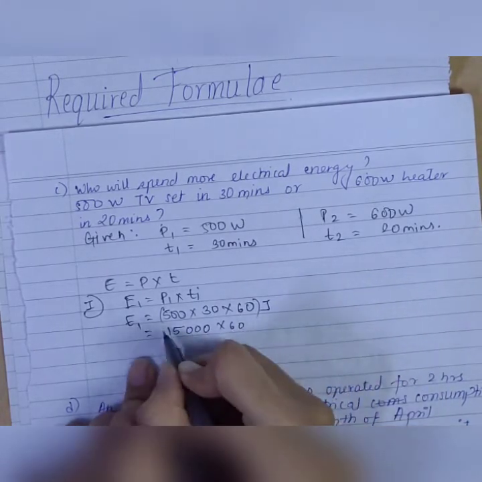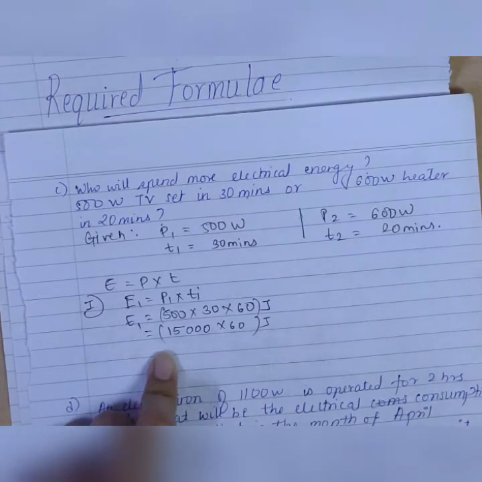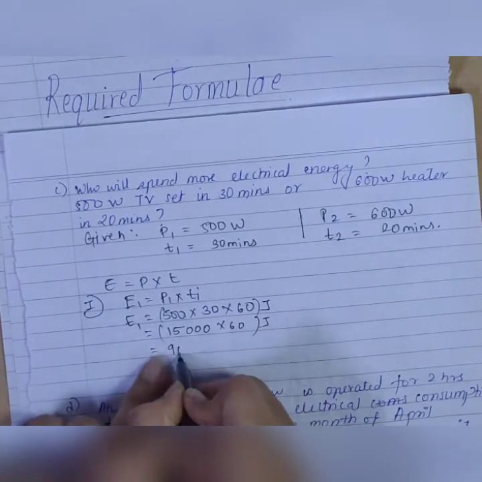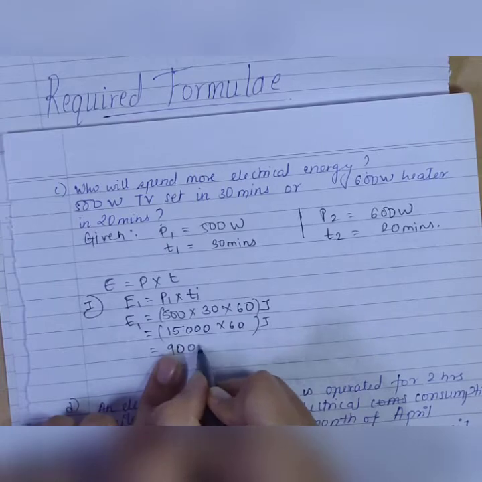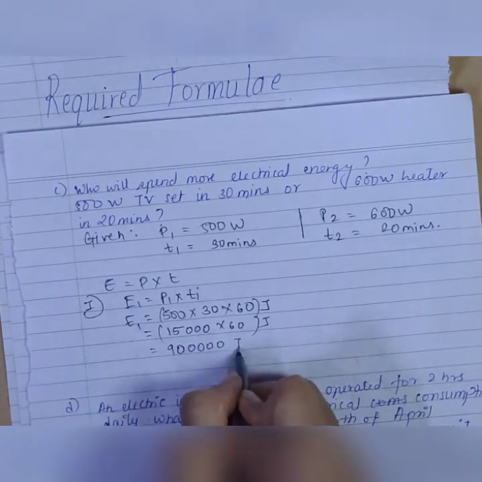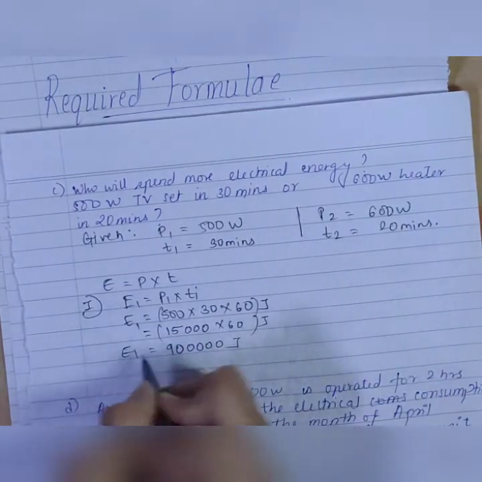Into 60 joules. Now we'll do 15 into 6. What is that? 90. Again, how many zeros? 1, 2, 3, 4 joules. So this is your E1.